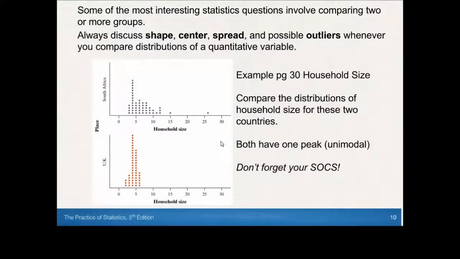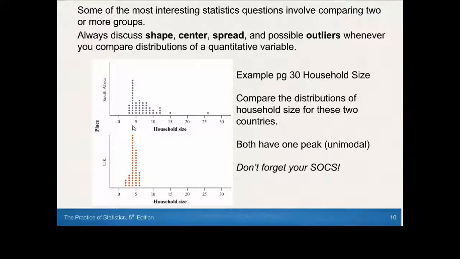Okay, so now we're going to compare distributions. Some of the most interesting statistics questions involve comparing 2 or more groups. Always discuss the SOCS whenever you're comparing. So let's take a look at page 30. This has to do with household sizes, UK versus South Africa. Now we're going to compare the distributions of the household size for these 2 countries.